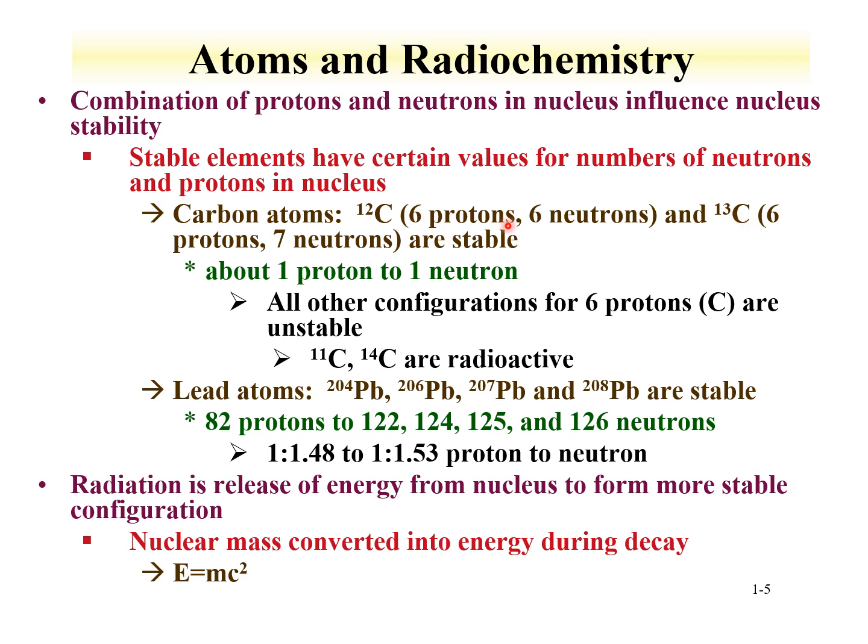All carbon isotopes are going to have 6 protons. Carbon-12 has 6 protons, 6 neutrons. Carbon-13 has 6 protons, 7 neutrons. These two isotopes are stable. The ratio is about 1 proton to 1 neutron. All other configurations for 6 protons are unstable. So for instance, carbon-11 is a positron emitter. Carbon-14 is a beta emitter. They're radioactive. Carbon-14 is used in carbon dating, and we'll talk about that when we talk about decay and how isotopes can be used to determine the age of materials.